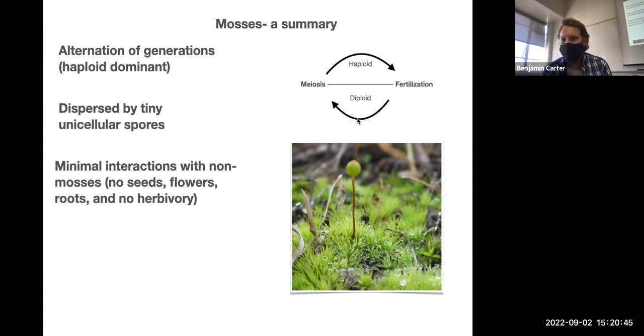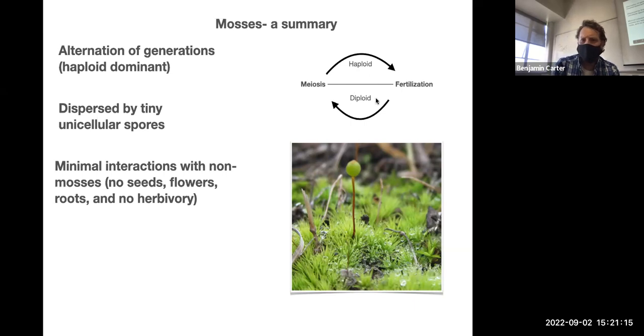So you have a diploid phase, that's where you have two sets of chromosomes. And then there's an alternate phase, that's the haploid phase. That's where there's one set of chromosomes. And then to get from one to another, there's these two important processes of meiosis, which goes from diploid to haploid. So in us, that's happening in our testes and ovaries. And then fertilization, where you get two haploid cells coming together to form a diploid cell.